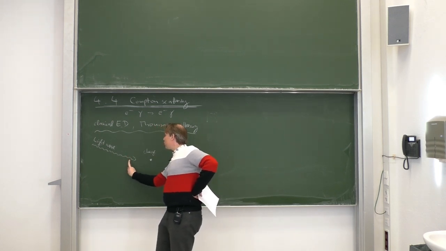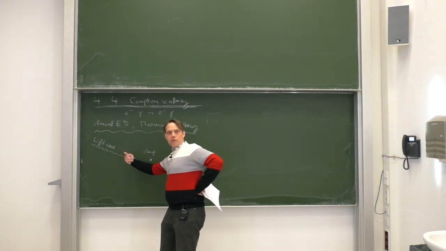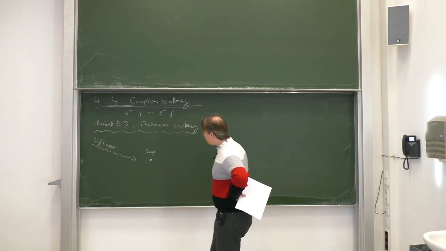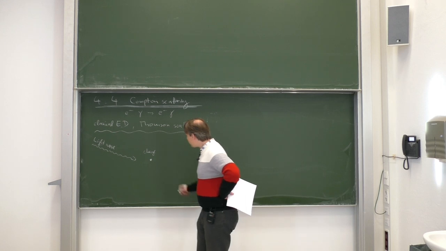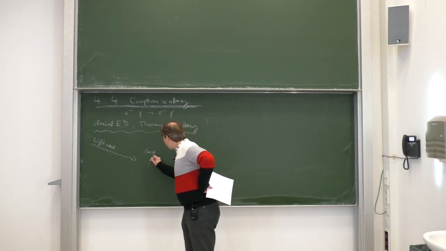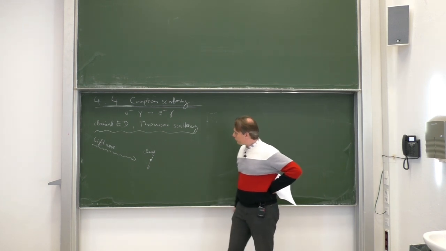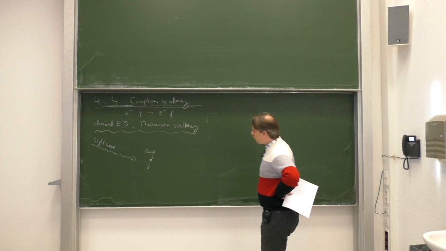It could go either in the direction of the blackboard or perpendicular to the blackboard. So there are different polarizations possible for the light wave. But the charge will oscillate in the direction of the electric field. So let's assume it oscillates in this direction, anyway, orthogonal to the light direction.